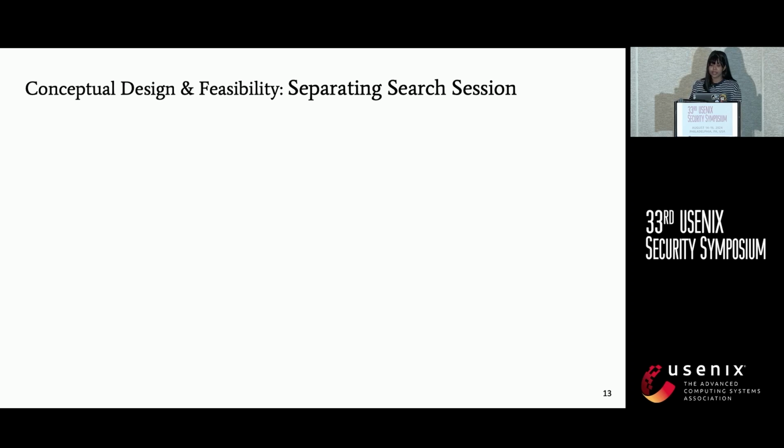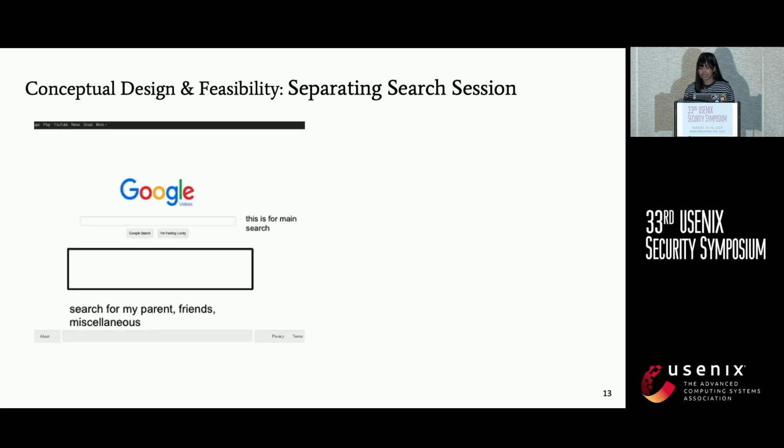And another design suggested by users was an option to specify if the search they performed was for themselves or for others. And this is mainly to protect uninvolved parties like parents and children from being at risk when they might be searching something for their family members.